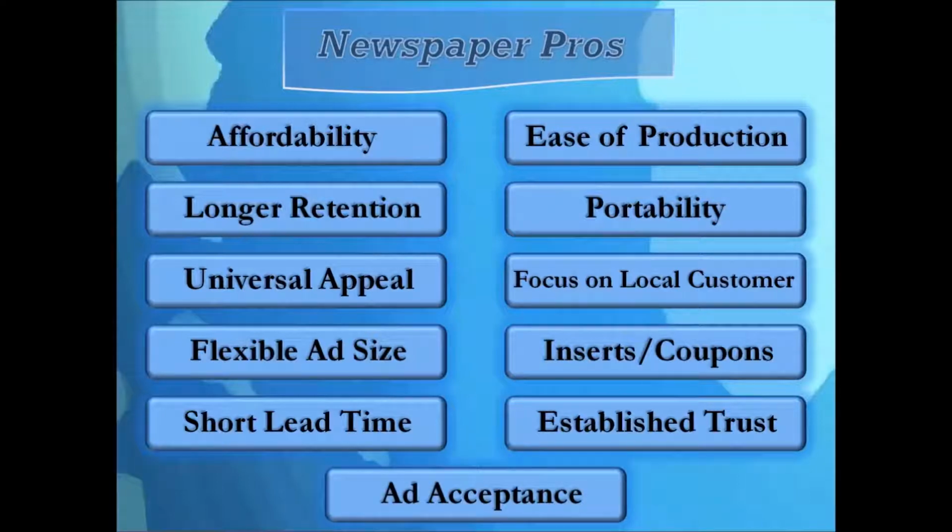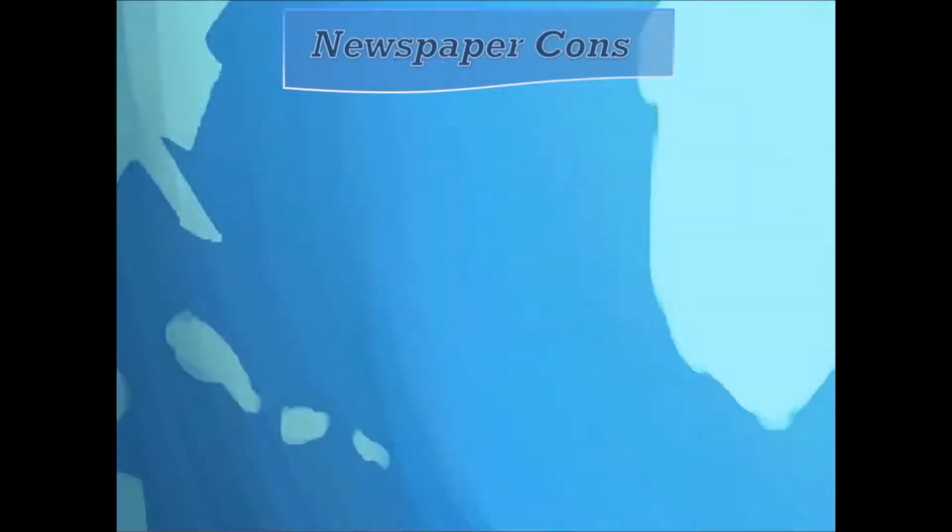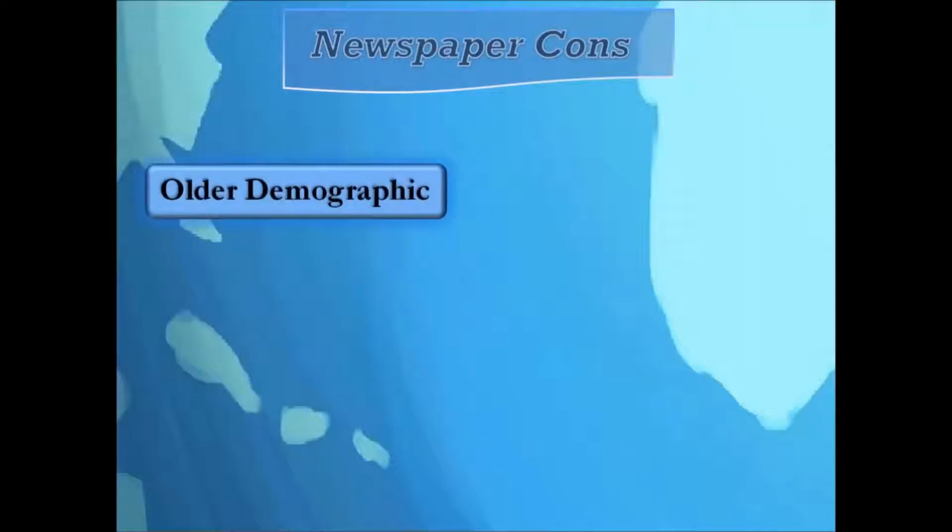Ad acceptance. Readers know going in that they will be bombarded by advertisements when they read the newspaper, so naturally they don't mind seeing the ads. Newspaper cons. So what are the disadvantages for advertising in the newspaper? Older demographic. Research has shown that the general demographic who reads newspaper are over the age of 65. It's probably not a good choice if you're looking for a younger audience.